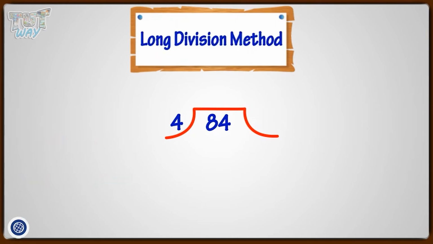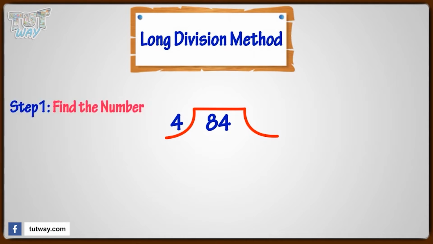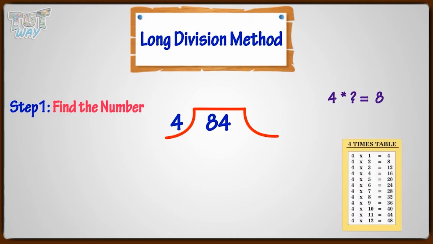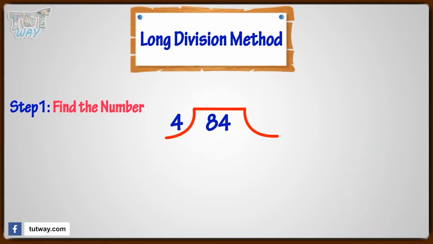Now, the first step in long division method is find the number. That is, find how many times the divisor can go into the first digit of the dividend. Think this way. 4 multiplied by what gives us something equal or less than 8? 4 multiplied by 2 gives us 8. So, 2 is the number we want. Write it in the quotient.